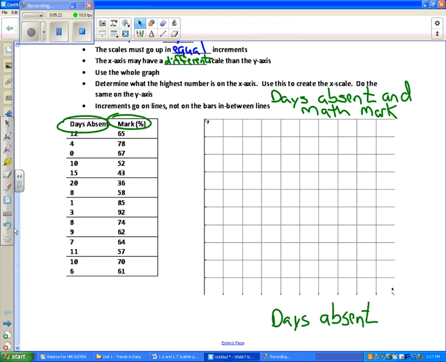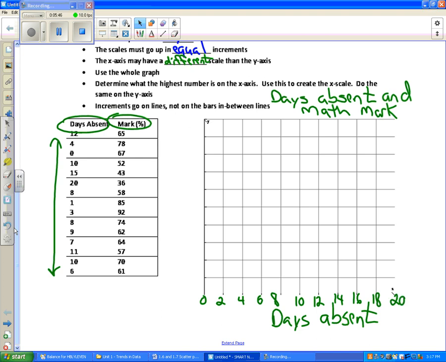I look at this list here, and I see that my biggest number is 20. I'm going to look at my graph here. I can go 0, 2, 4, 6, 8, 10, 12, 14, 16, 18, and 20 here at the end.